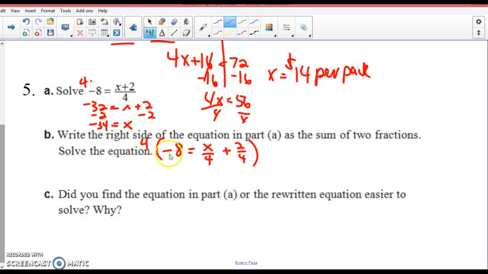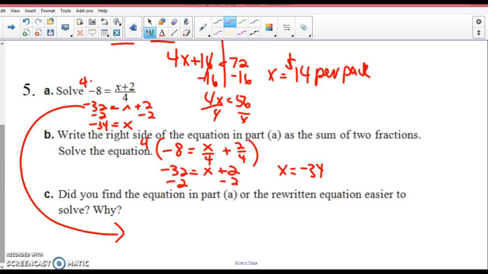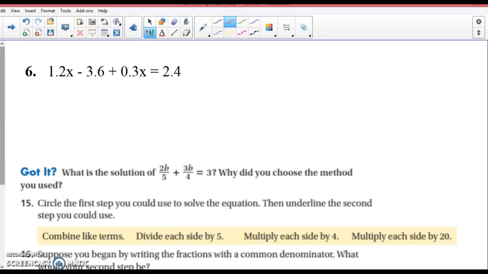So negative 4 times 8 is negative 32. 4 times x over 4 is just x. 4 times 2 over 4 is just 2. Same exact thing. Subtract 2 from both sides. x equals negative 34. Why did you find the equation in part A or the rewritten equation easier? I would say part A. It's the same thing, just quicker.